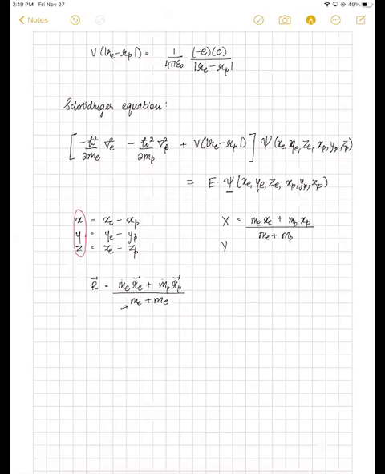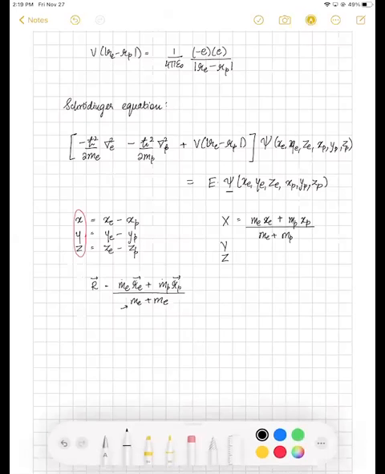Similarly for y and z. And this is our second set of coordinates.